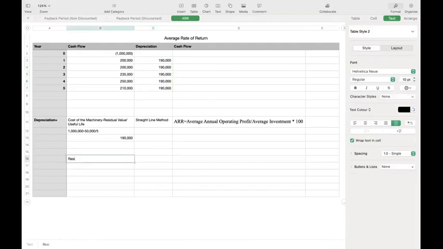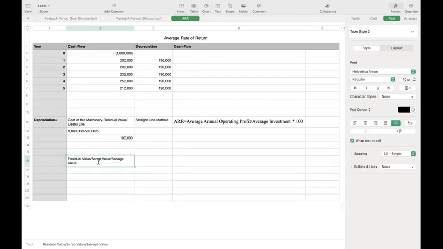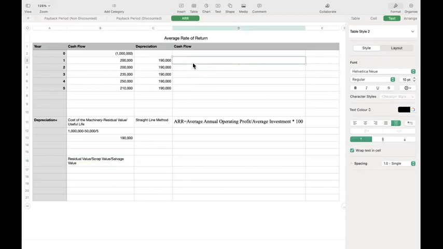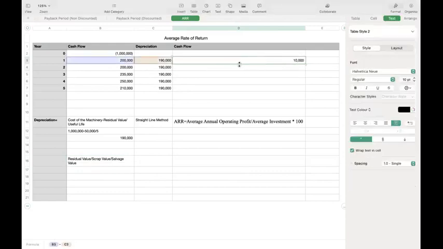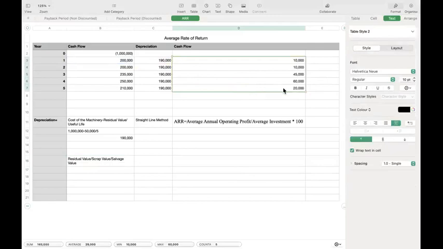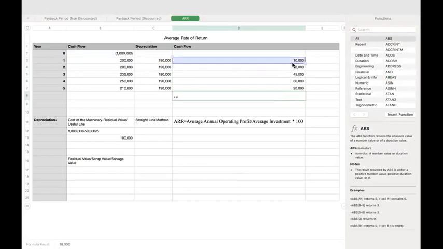We also have other terms that we can use for residual value, which are scrap value or salvage value. All these terms mean the same: residual value, scrap value, or salvage value. So the next step is to find the cash flow. We simply deduct 190,000 from the cash flow. So we have the annual operating profit for all 5 years. Now let's add it up.